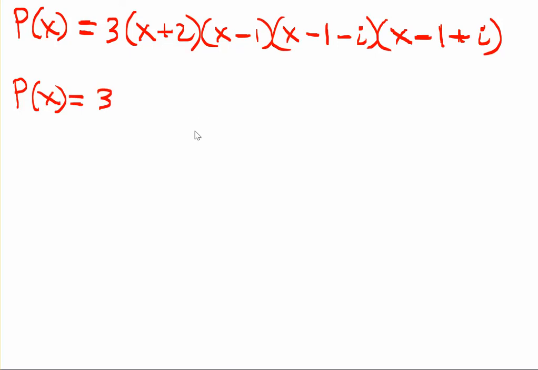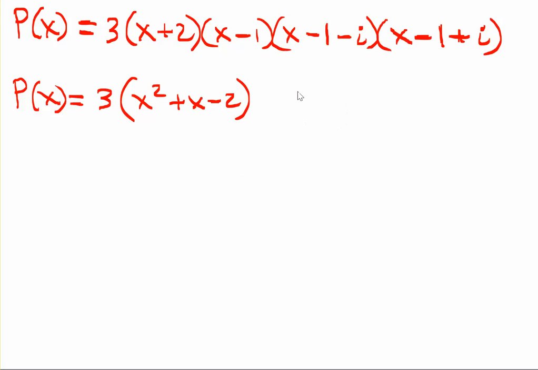3 is on the outside. x plus 2 times x minus 1. Let's see, x squared, plus x minus 2. Everybody good there? As you multiply in here, that's going to be negative x plus 2x makes the positive x, and 2 times negative 1 is negative 2.